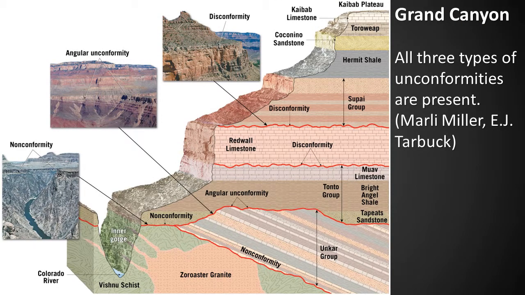This is a figure from our textbook that shows all three types of unconformities are found in the Grand Canyon. We see a disconformity, an angular unconformity, and a nonconformity. Try to do a little internet research on this topic. Type in the following into your search tool: images of types of unconformities.